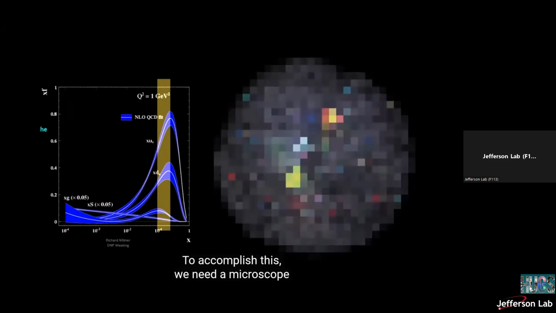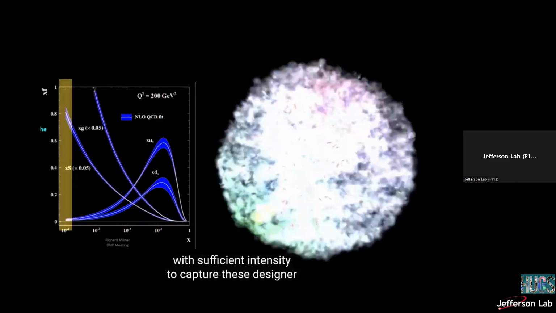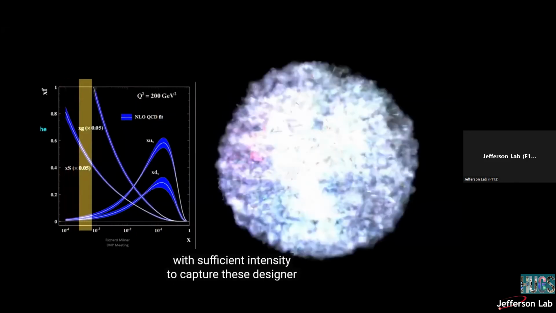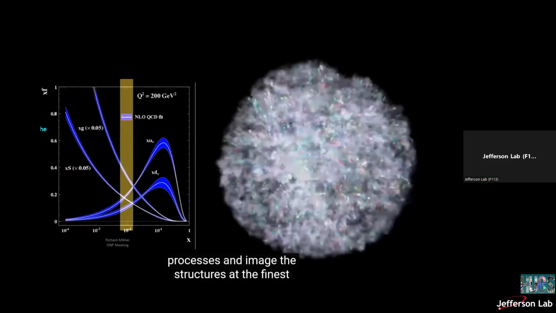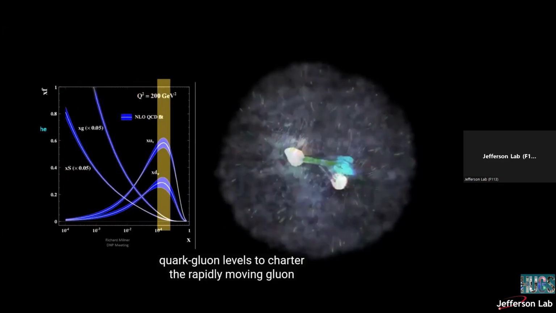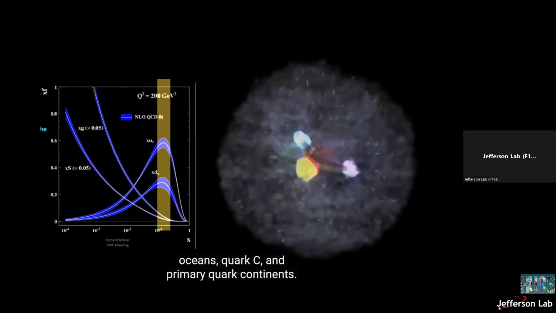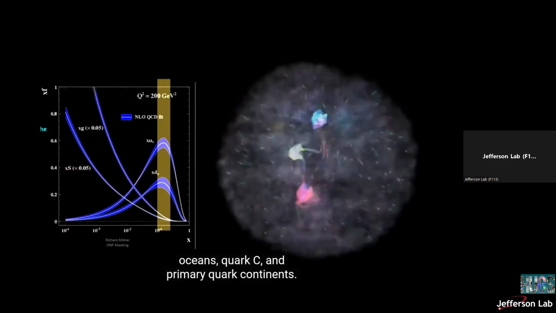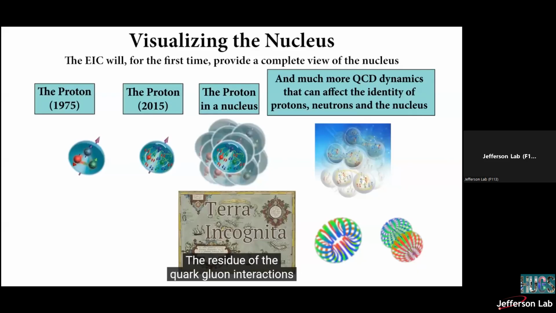To accomplish this, we need a microscope with sufficient intensity to capture these designer processes and image the structures at the finest quark-gluon levels, to chart the rapidly moving gluon oceans, quark seas, and primary quark continents. The residue of the quark-gluon interactions in individual protons and neutrons leaks out and creates sufficient nuclear binding to pack protons and neutrons tightly together in tiny atomic nuclei.